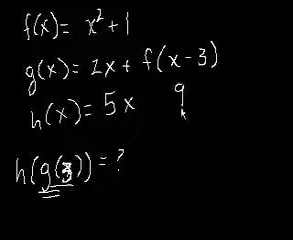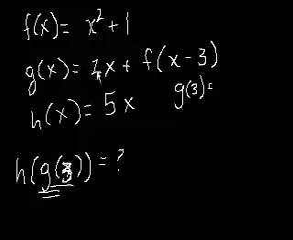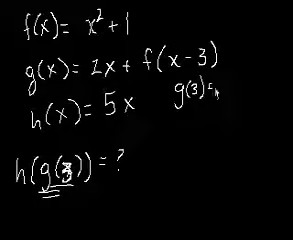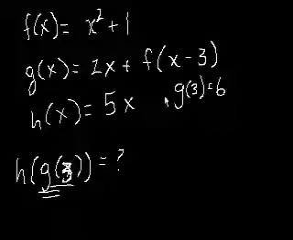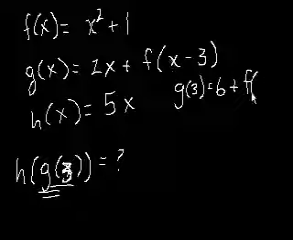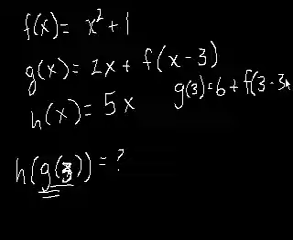So g of 3 equals, well, it's 2 times 3, right? We're just replacing wherever we see an x with a 3. So it's 2 times 3, so that's 6, plus f of, we would just replace the x again, 3, minus 3.